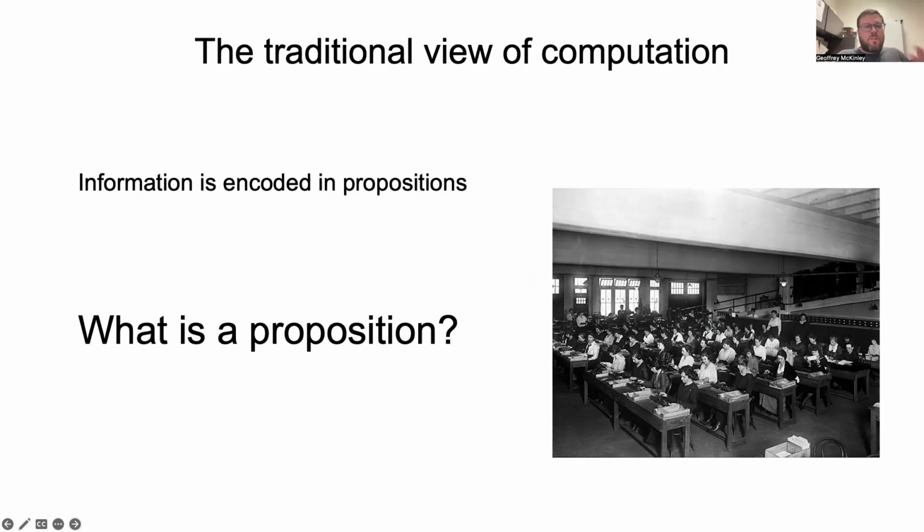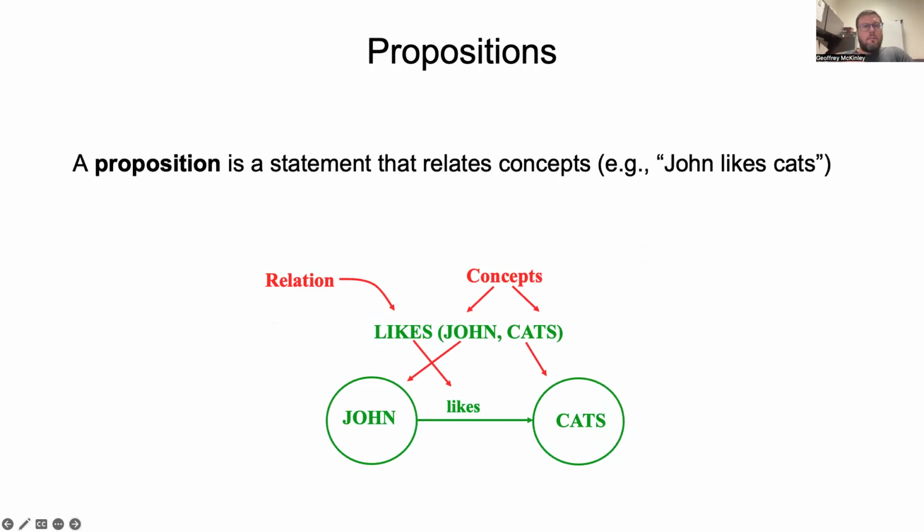But the traditional view of computation is that information is encoded in propositions. It's encoded and stored as propositions. So in order to talk about this, I need to explain what a proposition is. A proposition is simply a statement that relates concepts to each other. A proposition is simply a statement that can be true or false. So for example, John likes cats. That is a proposition. John is a concept and cats is a concept, and likes is a relation that connects John to cats.